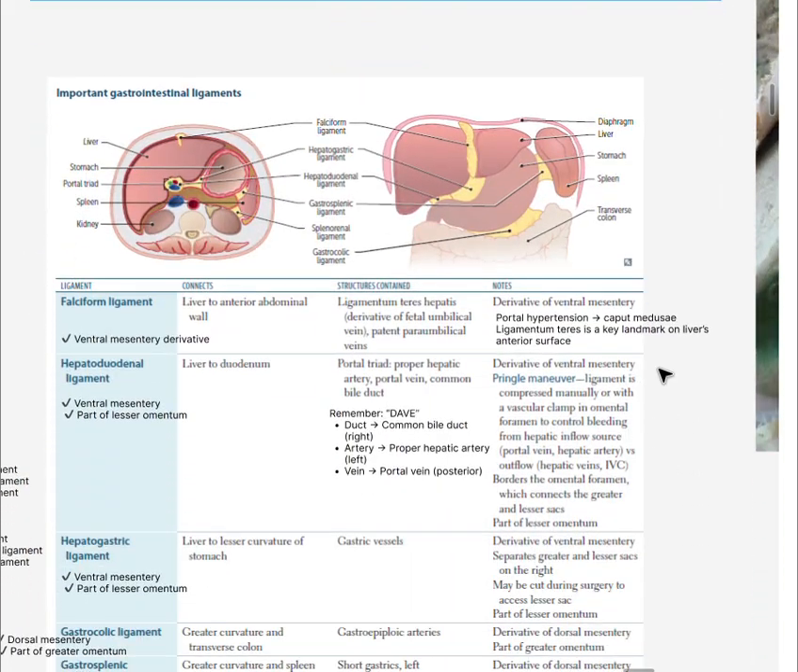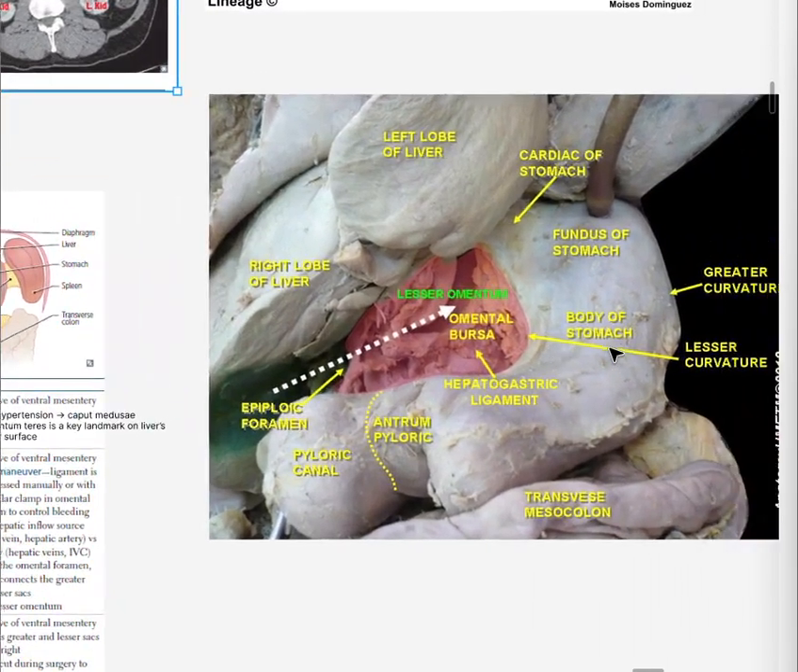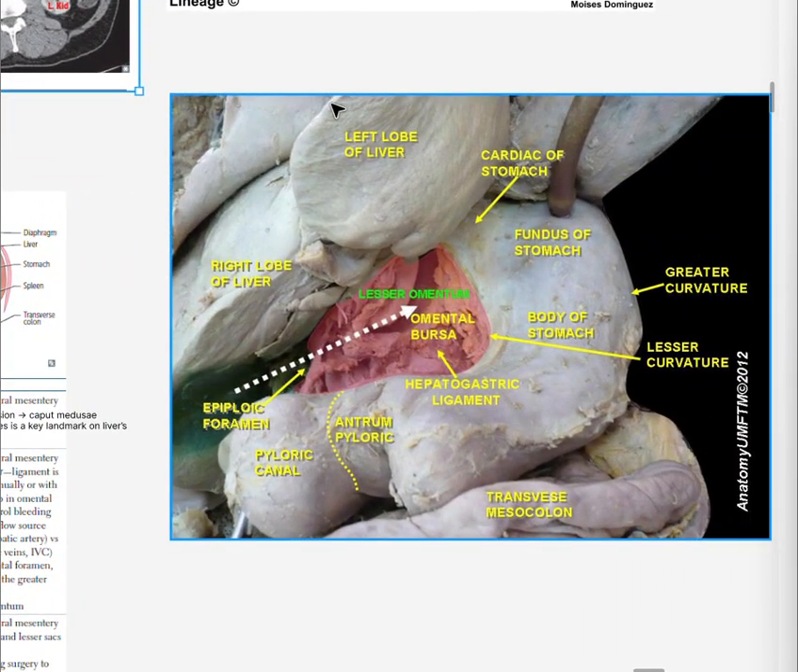We now move on to the important gastrointestinal ligaments. This is also very important. Now when we talk about the important gastrointestinal ligaments, we must appreciate some parts here. Can you see that this is the left lobe of the liver? This is basically a dissection image, a preserved cadaver. This is the right lobe of the liver. This is the lesser omentum area and the omental bursa.